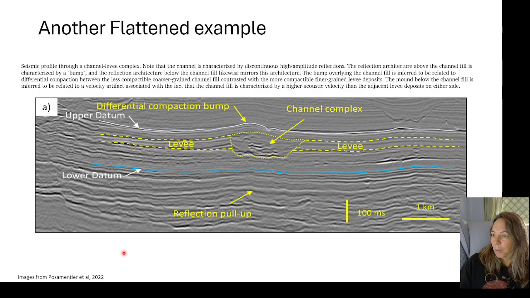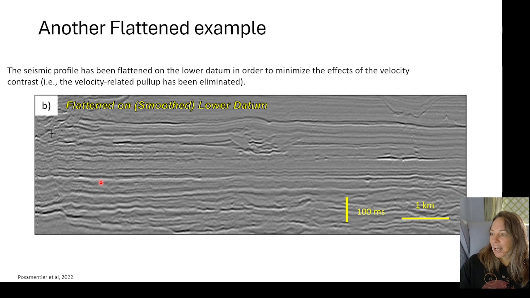So things we want to be aware of. And then in this case, we've got another case where we could use flattening, where we have a differential compaction bump in this area. So we've got a channel complex. It looks like we've got some mounded sands. It looks like there's a little bit of a reflection pull-up that we're worried about. And so we've got this upper datum that we've picked, and then a lower datum. And so we could flatten on the lower datum right here.